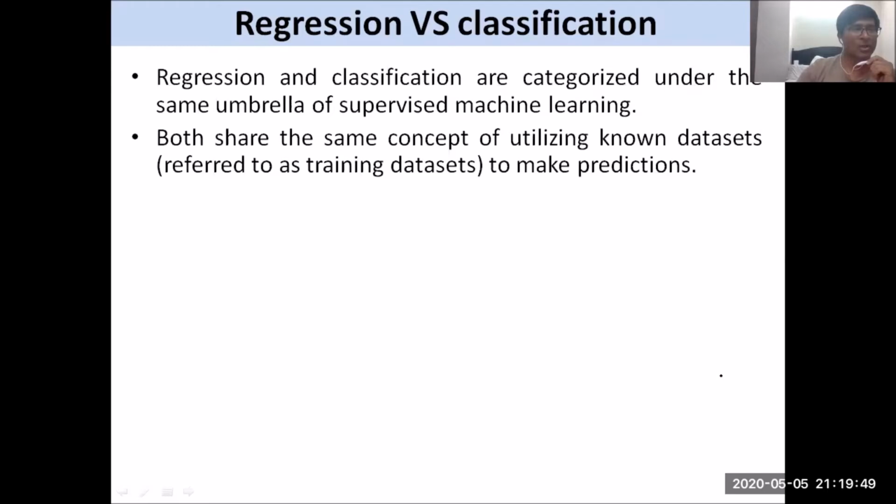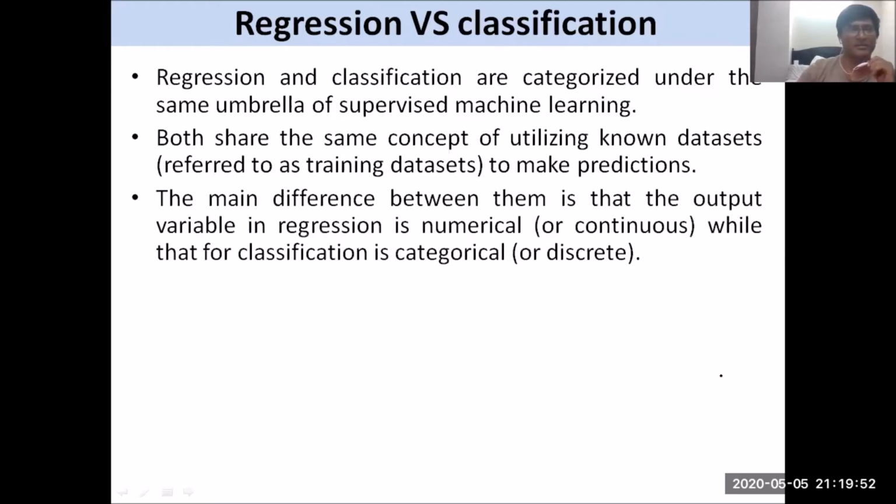So the main difference between regression and classification is that the output variable in a regression prediction model is numerical. That means you always do regression on a numerical variable, which is basically a continuous variable. But in the case of classification, the prediction would be on a categorical value, which can be a discrete value also. So that's the basic difference between regression and classification. You'll understand this with an example. I'll come to that example.